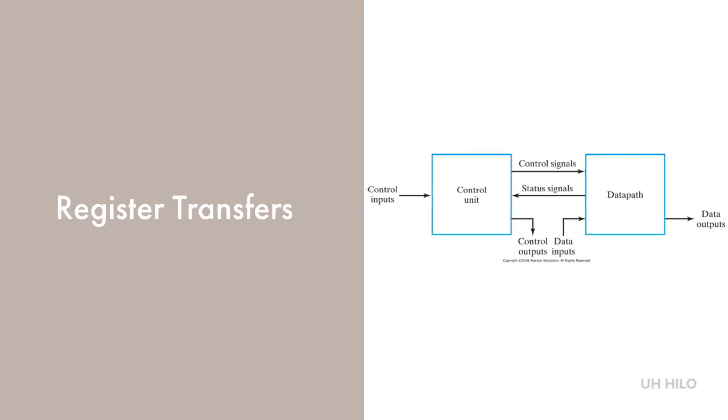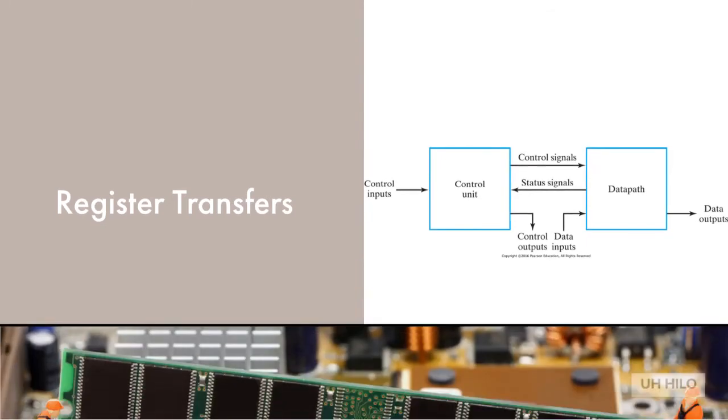The control unit, in turn, receives status bits from the data path. These status bits describe aspects of the state of the data path. The status bits are used by the control unit in defining the specific sequence of operations to be performed.